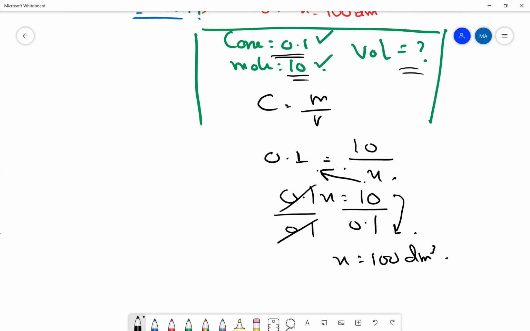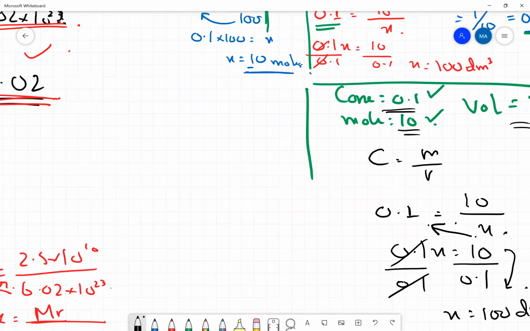All right. Now, let's move on to the other formulas.